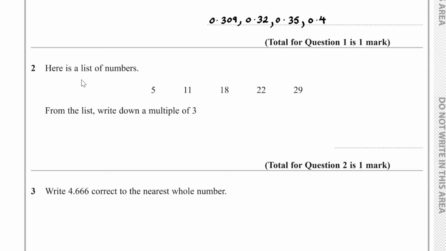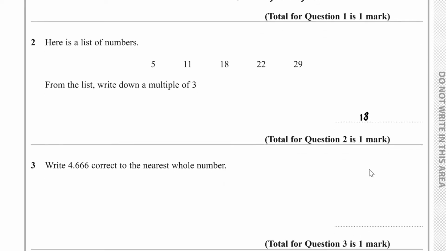Question 2. We've got a list of numbers here, 5, 11, 18, 22 and 29, and from the list we have to write down a multiple of 3. Well, of course 18 is in the 3 times table, so one number we can write down is 18.